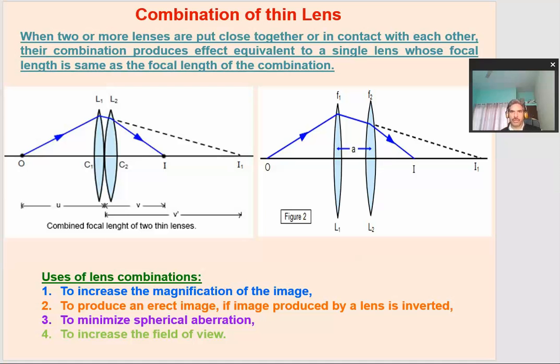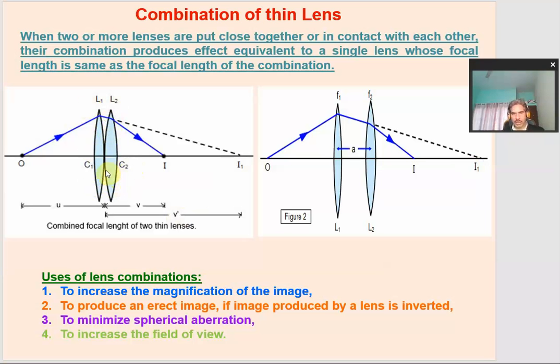What is a combination of lenses? When two or more lenses are placed in contact with each other, or close to each other with some distance between them, we call it a combination of lenses. This combination produces an effect equivalent to a single lens whose focal length is the same as the focal length of the combination. So together the lenses give rise to the effect of a single lens whose focal length is given by the focal lengths of these two lenses.